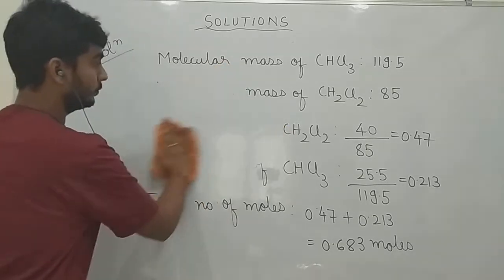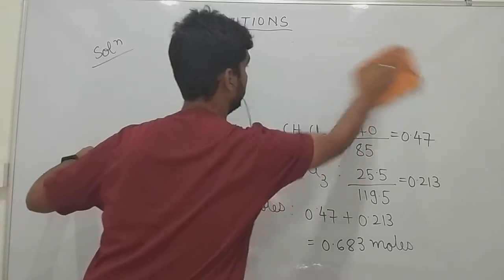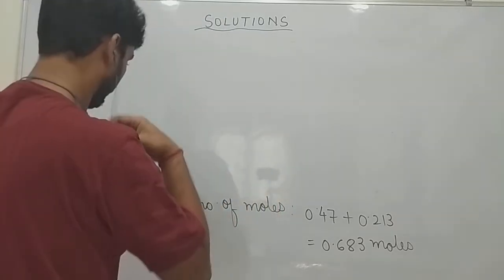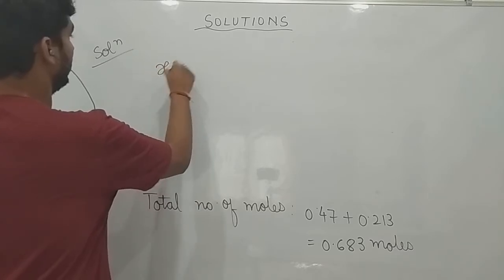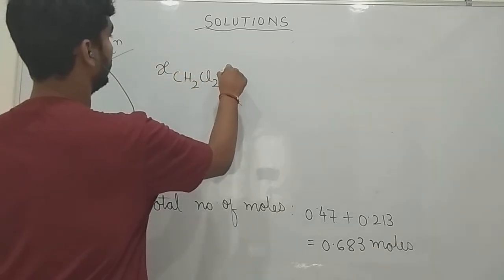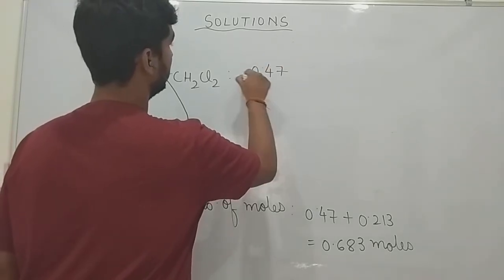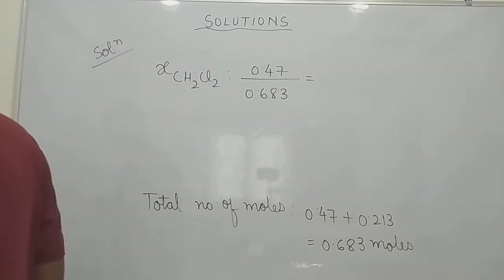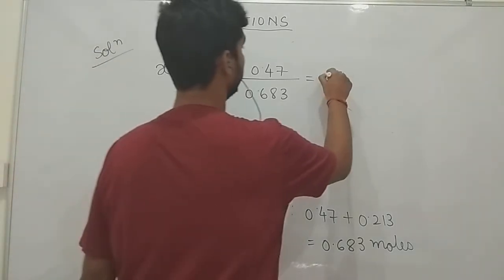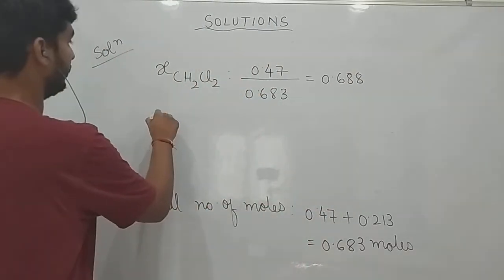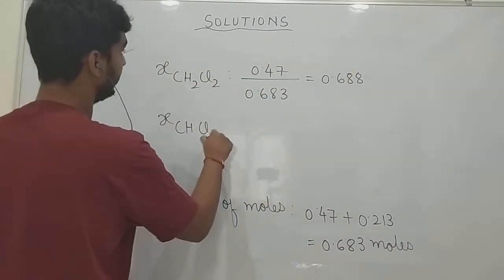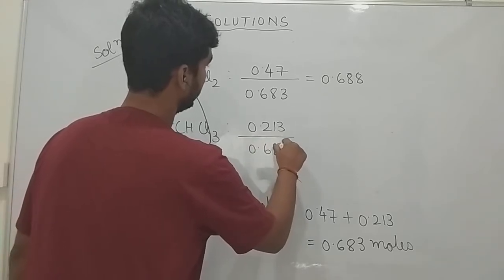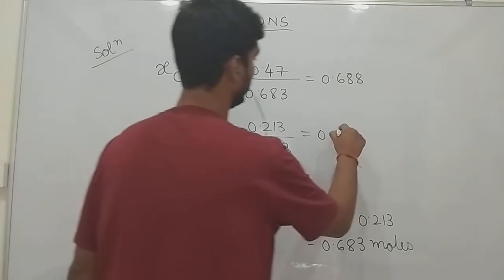Mole fraction of each of these components will be: mole fraction of CH2Cl2, that is dichloromethane, will be 0.47 divided by total number of moles, that is 0.683, which comes out to be 0.688, and mole fraction of chloroform, that is CHCl3, will come out to be 0.213 divided by 0.683, which is 0.312.